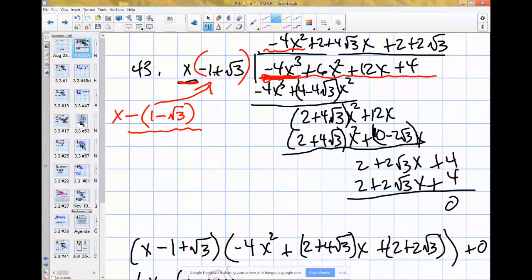Well, let's just write it. I mean, if you take -4 times -1, you get 4. And if you take -4 times the square root of 3, you get -4 times the square root of 3. And I just left the x squared outside of the parentheses. That'll make it a little bit easier.